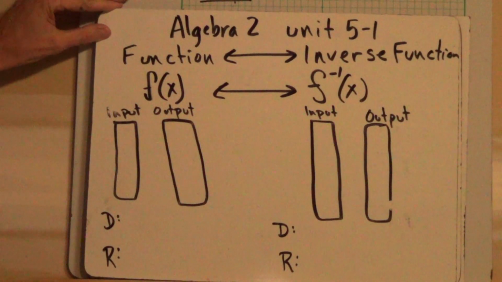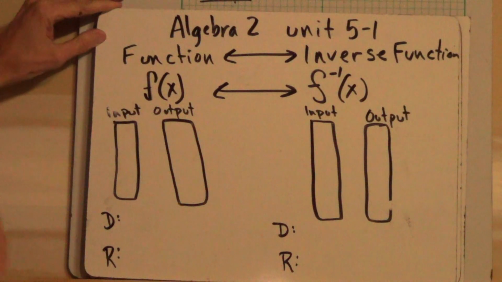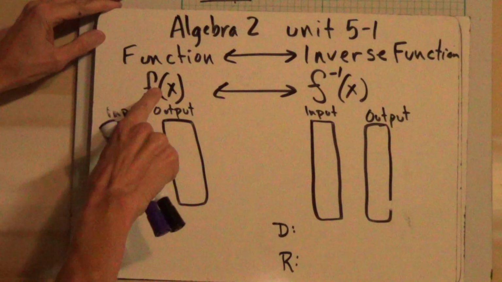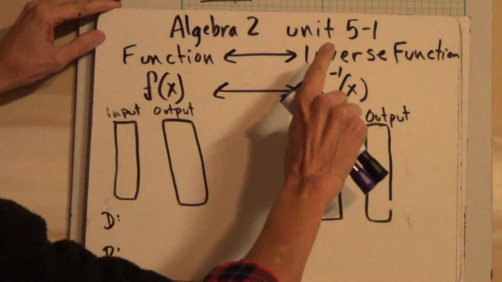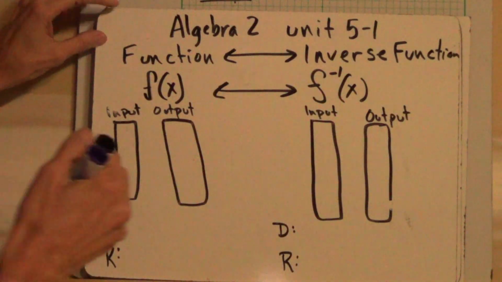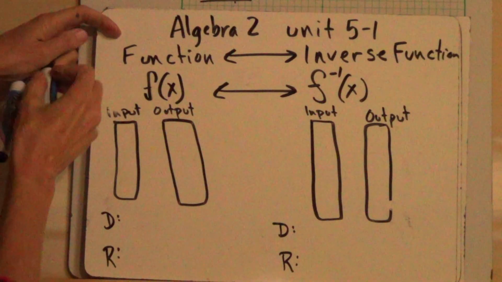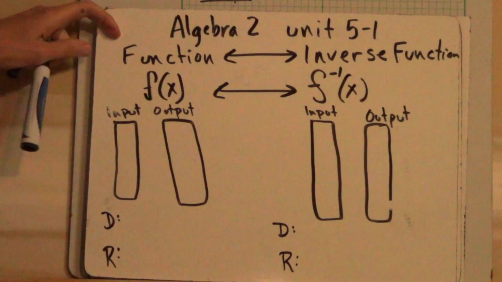Okay, welcome. This is Unit 5.1, Algebra 2. Today we're going to be talking about functions and inverse functions and how they look. First off, you'll write a function f of x, inverse function f negative 1 of x. It doesn't mean that it's a negative exponent, that's just how we note inverse function. Now I'll show you something kind of cool about these.